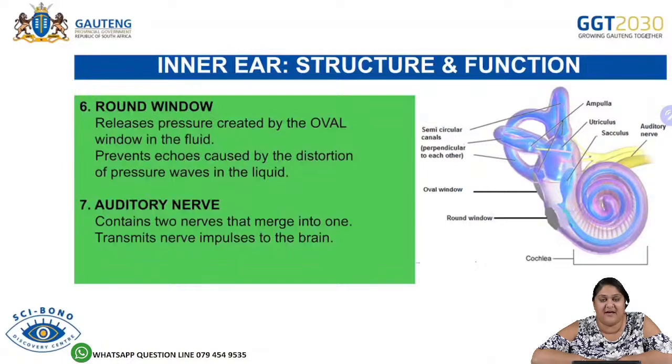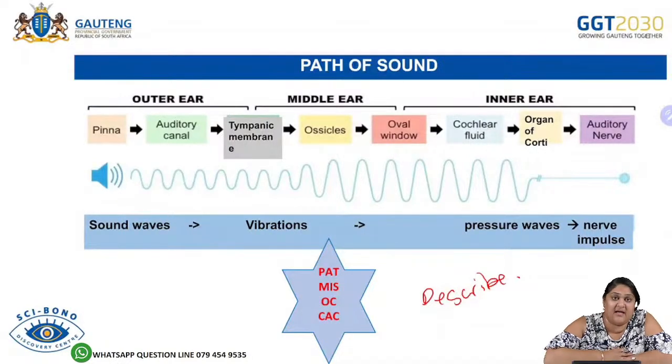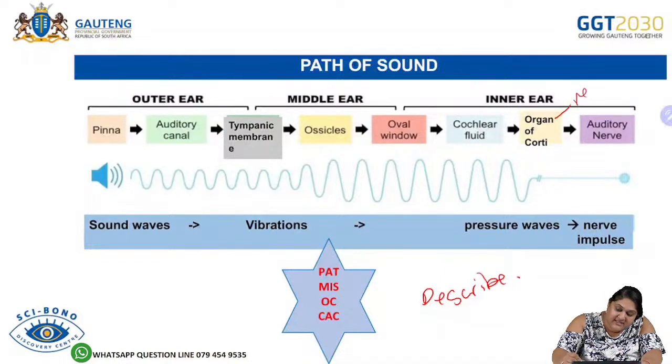Once again, we have a stimulus, we have a receptor. Okay, so when it comes to the pathway of sound, this is a very good described question that they can give you, which is like 7 marks. Okay, so you need to talk about the different structures that are involved here. They are the pinna, the auditory canal, the tympanic membrane, the ossicles, the oval window, the cochlear fluid or the cochlea, the organ of Corti, and the auditory nerve. The organ of Corti is the receptor.